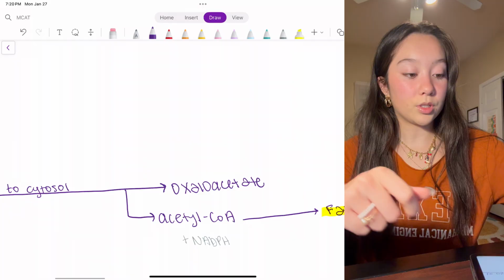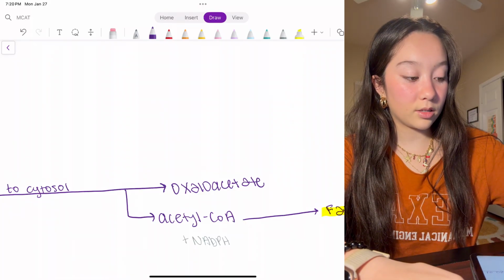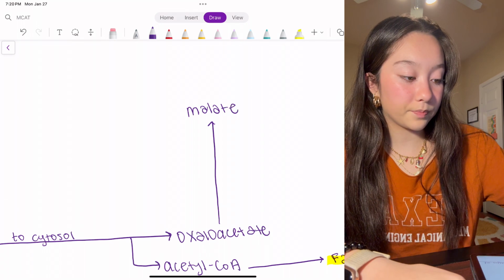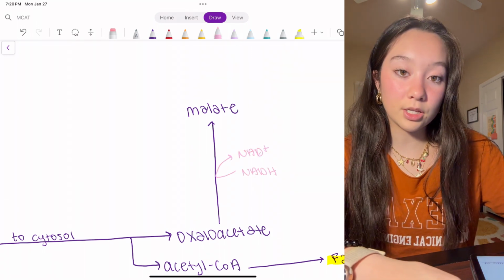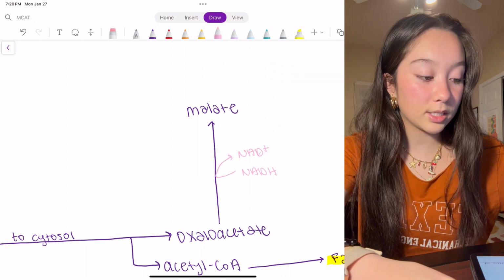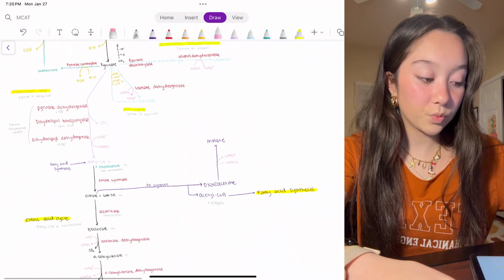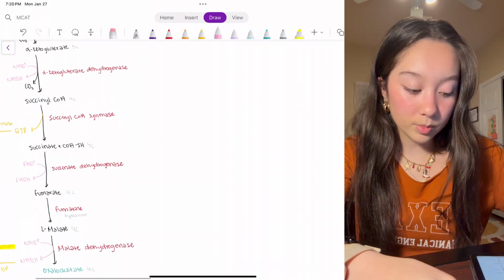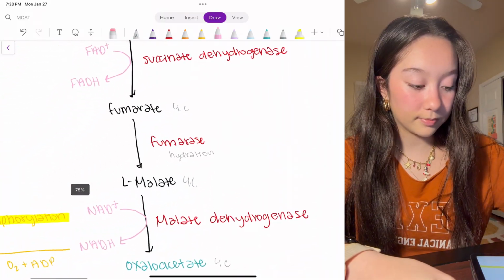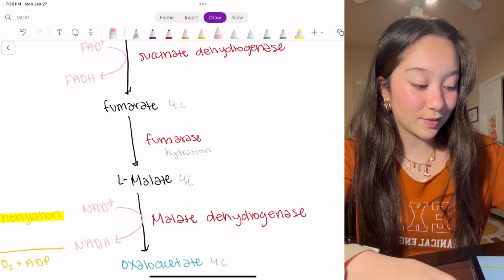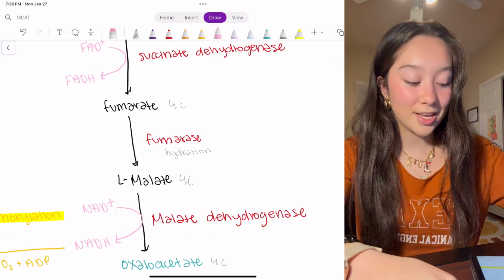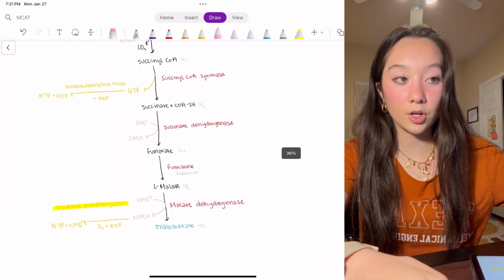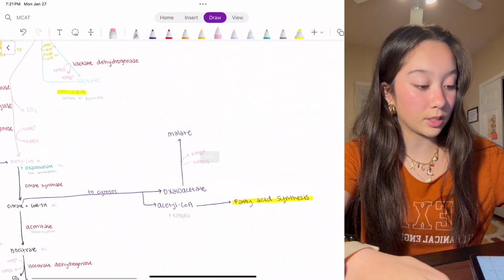It's also important to note that oxaloacetate can be turned into malate, and we oxidize NADH in the process, forming NAD+. Now, malate, if you remember, is a part of the Krebs cycle. It is an intermediate here, right before oxaloacetate. So this is that same reaction, malate to oxaloacetate. And we use malate dehydrogenase, so I'm going to mark that up here.